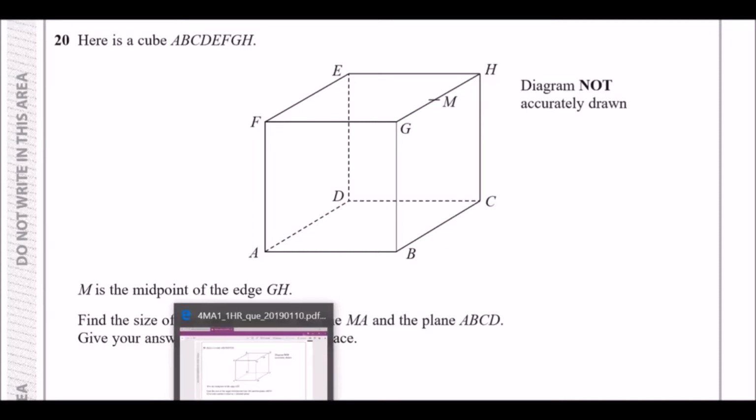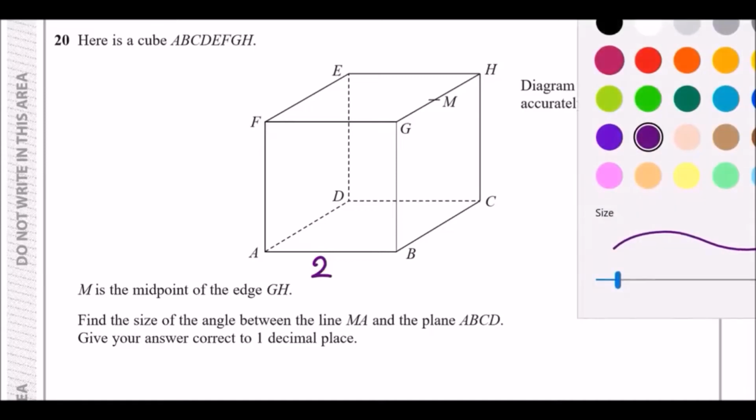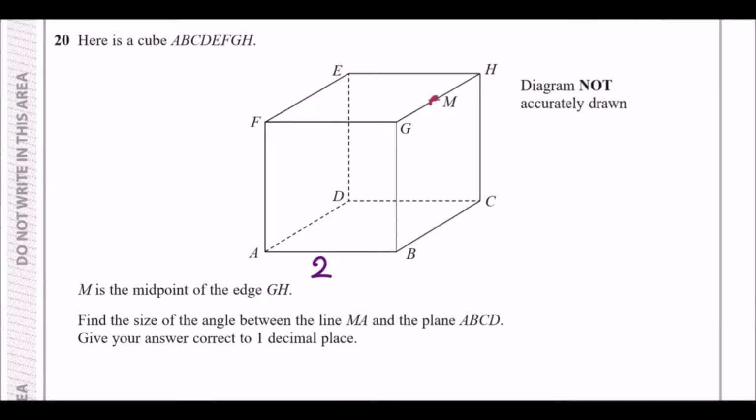Now the good thing about this problem is that we're dealing with a cube, so every length is the same. And because they don't give us a length, well, we can just make one up. I'm going to go ahead and just pick a length of 2. So this is going to be a 2 by 2 cube, so 2 is all the way around. Now let's go ahead and draw the line they want. So they want the line from M all the way to A, and they want the angle between that and the plane. Now this is the bit where people get tripped up.